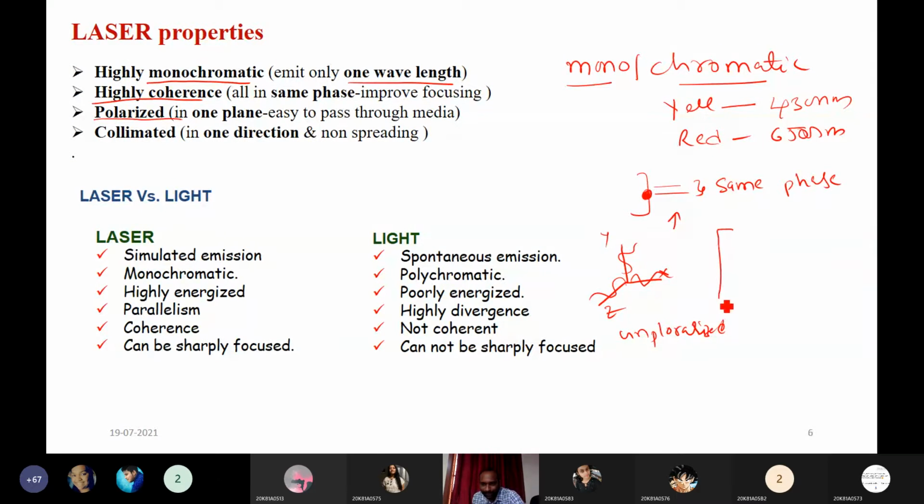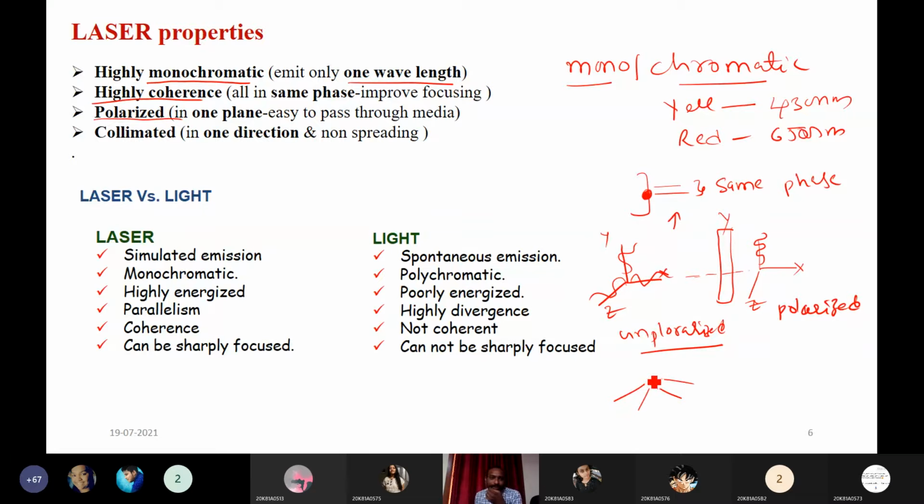Suppose this is unpolarized light, that means it is propagating in all x, y, z directions. Suppose you keep a slit along the y direction. After this light propagates through the slit, it will only allow the y component, and it will block the x and z components. It is polarized light. So unpolarized means light can propagate in three directions, and polarized means light can only propagate in one direction. Normal light will spread into all directions, right?